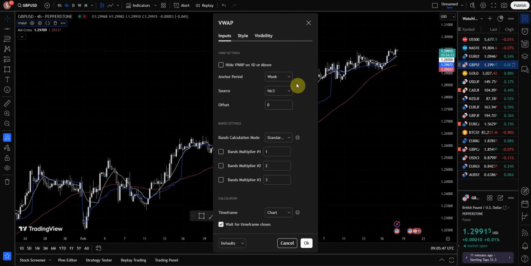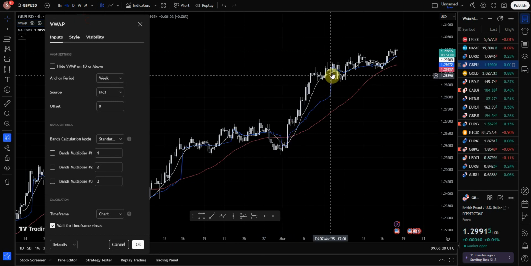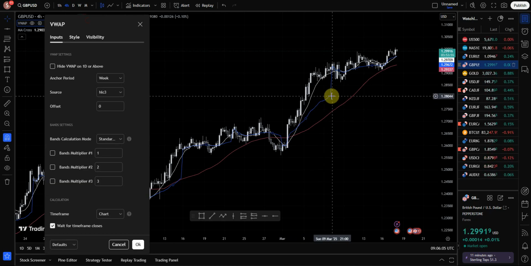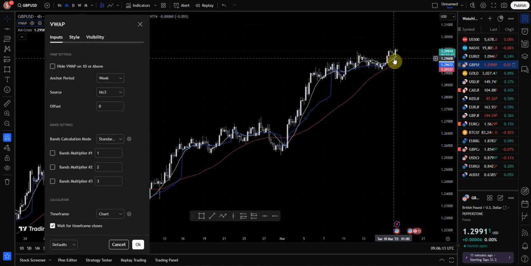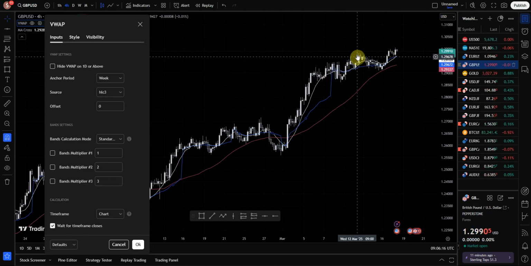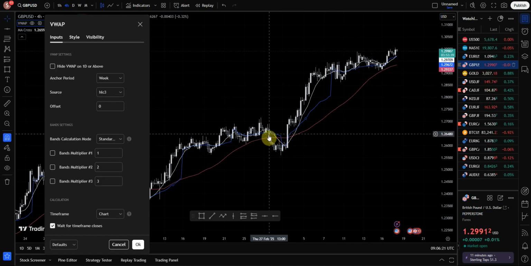You can customize it the way you want, but I personally choose to anchor mine to the weekly, so that at the start of every new week, like here, this is a Sunday night, the VWAP resets. As price unfolds between Monday and Tuesday, the VWAP will set the trend for that week. If price is above the VWAP, you'll be looking for buying opportunities. If price is below the VWAP, like here, you'll be looking for selling opportunities.